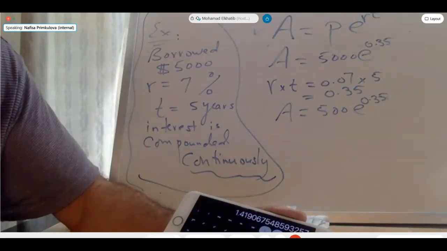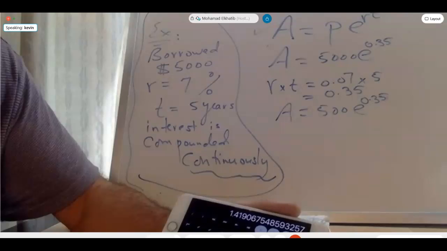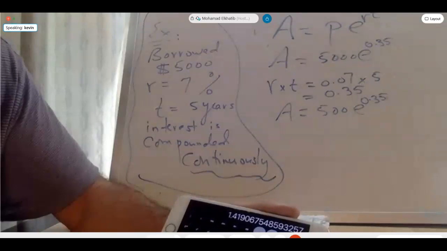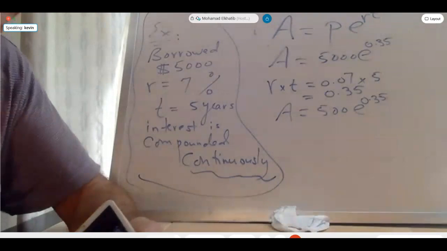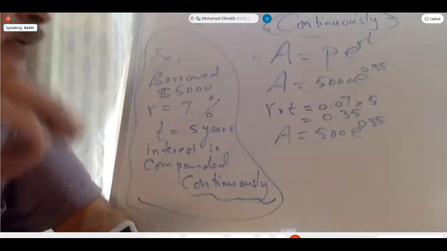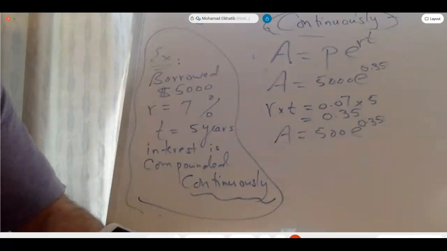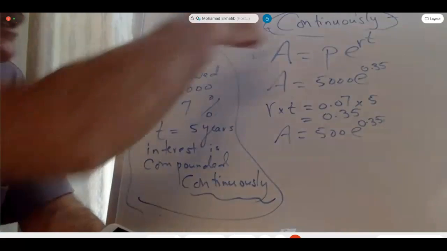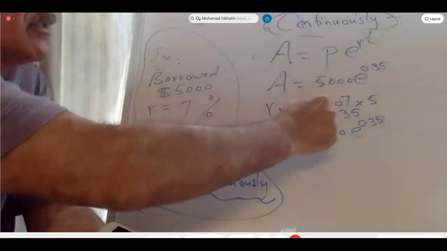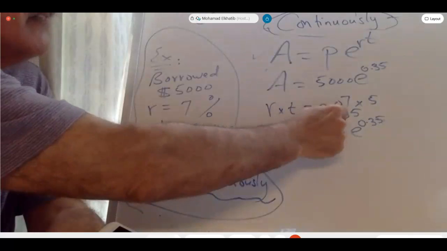Okay, I just joined. Can you scoot the screen back a little bit so I can see the full thing and write everything down? All right. This is the formula if the interest is compounded all the time, continuously. A is the amount due, P is the principal, E, I'll tell you what E is, R is the interest rate and T is the time. When you multiply R times T, I get 0.35.